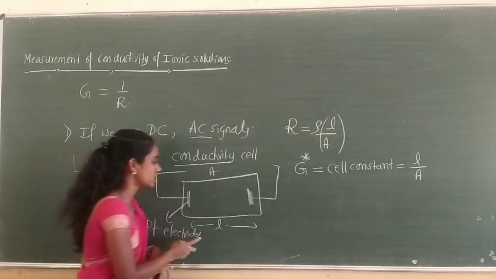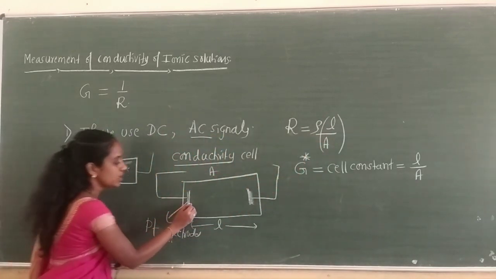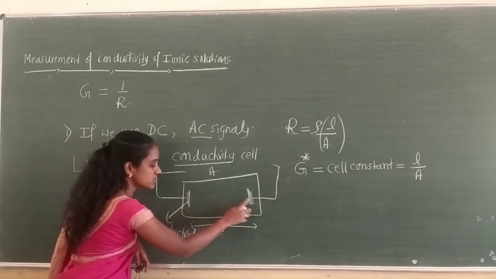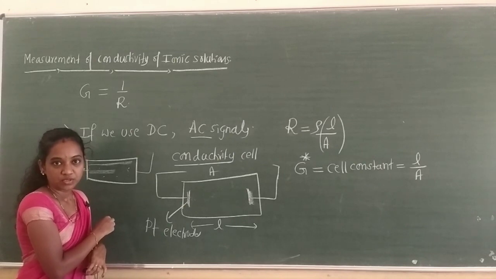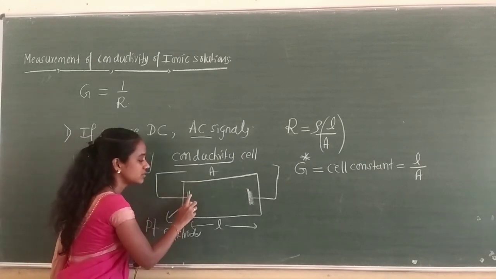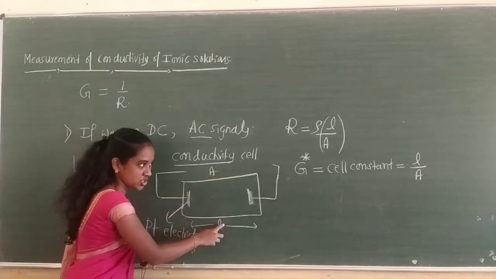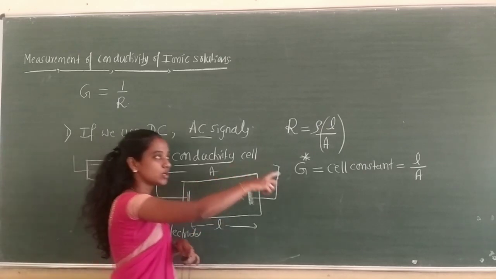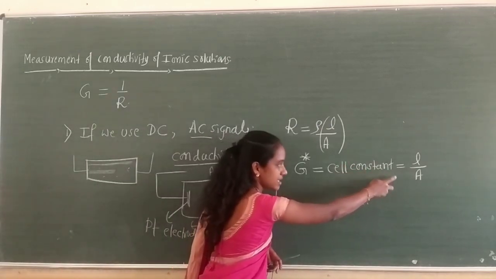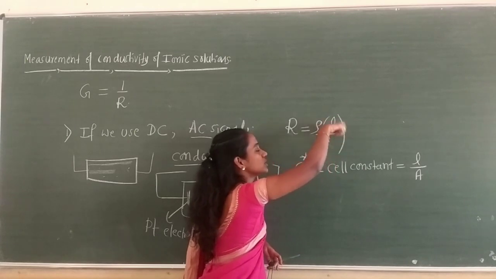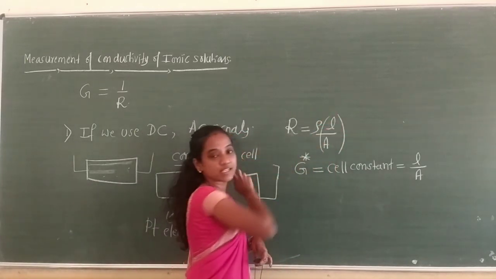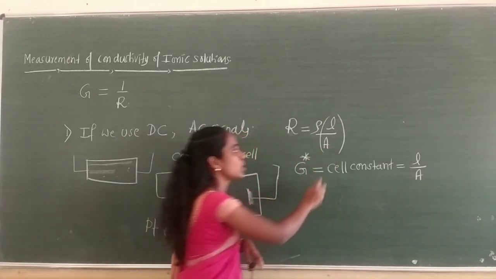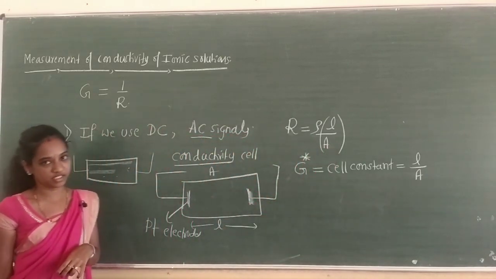What is that cell constant? It is the L by A ratio. That means the distance between these two electrodes and the area of cross section. If you measure that ratio, L by A, the cell constant can be calculated. Once we know the value of this cell constant, we can find out the resistance. So how can this cell constant be calculated?